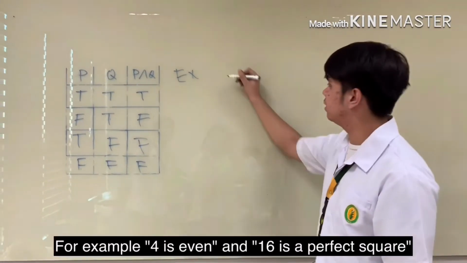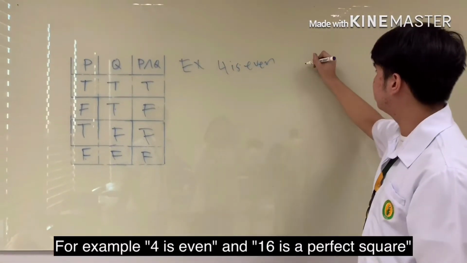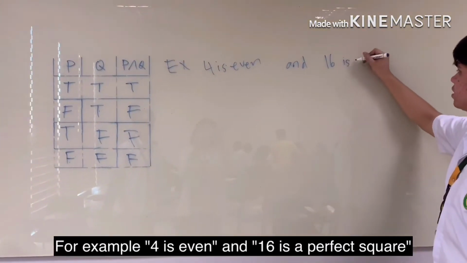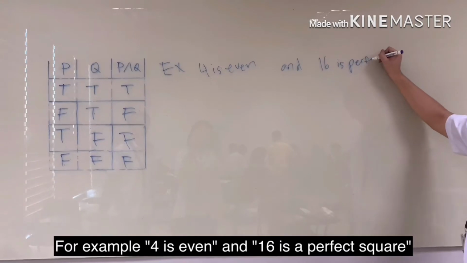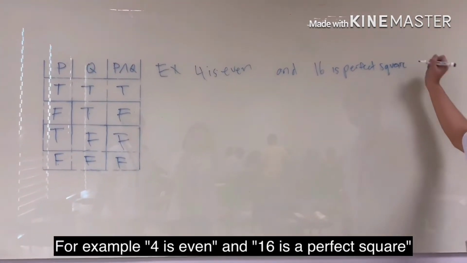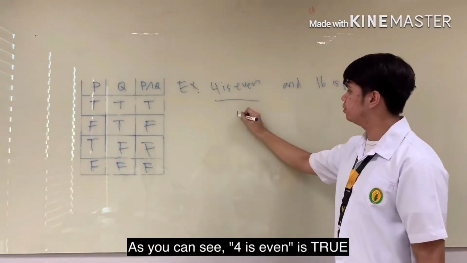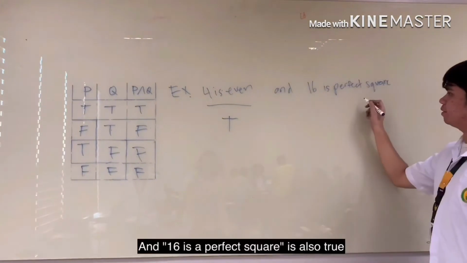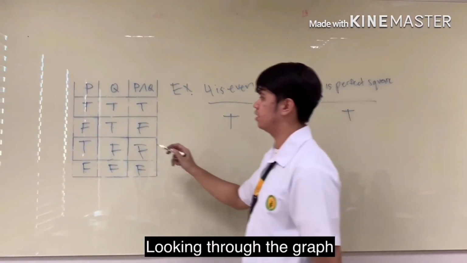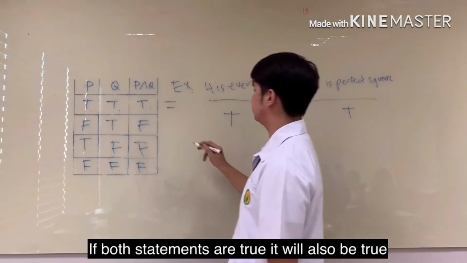For example, 4 is even and 16 is a perfect square. As you can see, 4 is even is true, and 16 is a perfect square is also true. Looking at the table, if both statements are true, it will also be true.